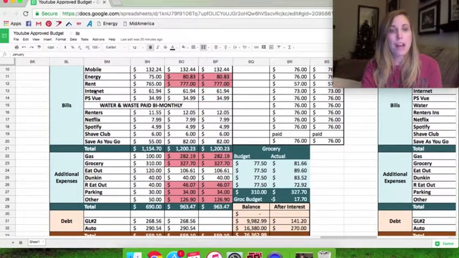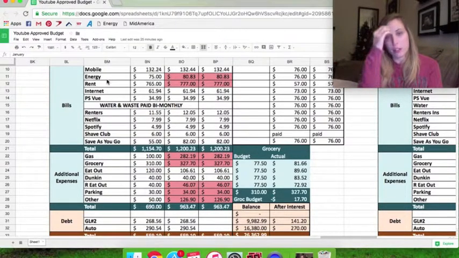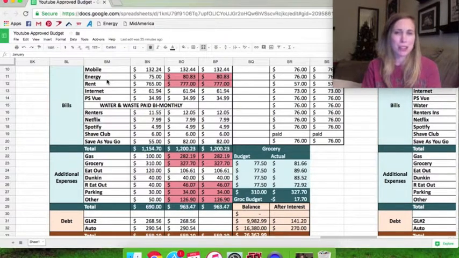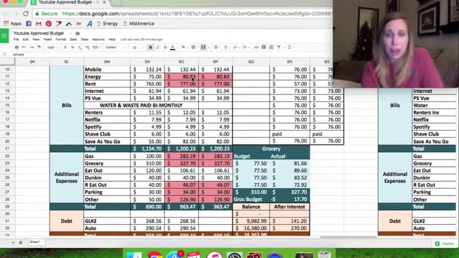screen. Our top bill right here is our mobile, and we budgeted $132.24, and it came in right on. Our energy does fluctuate month to month. It just depends on weather, how we adjust the thermostat, different things. You know how that goes. We usually try and budget around $75. This month we went over by about $5.83, so our total this month was $80.83.